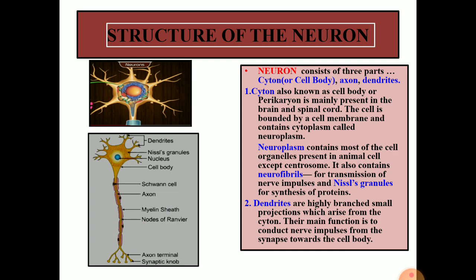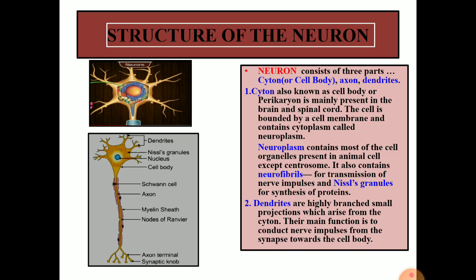Now, we all know that the entire nervous system is made up of only one type of cell, and it is known as the neuron. Let us study the structure of this special cell called the neuron. If you see its structure, it is quite different from the other cells that we have seen before. Now, let us see what it is made up of. The neuron consists of three parts: the cyton, axon, and the dendrites.